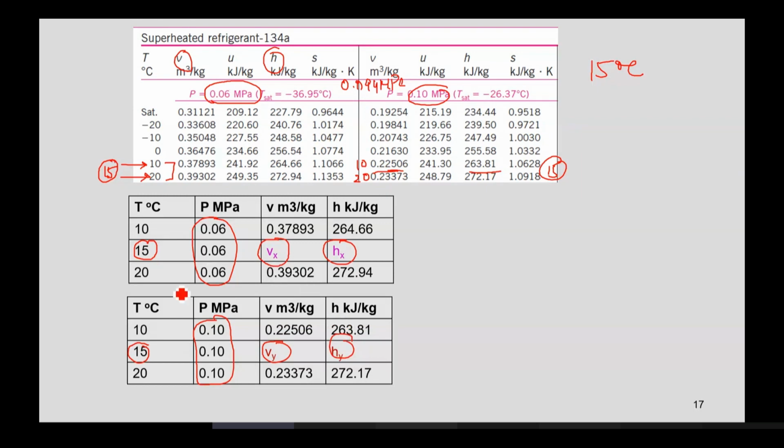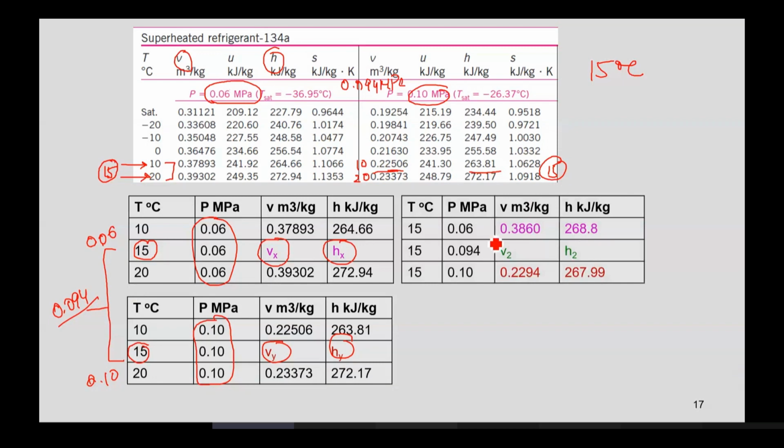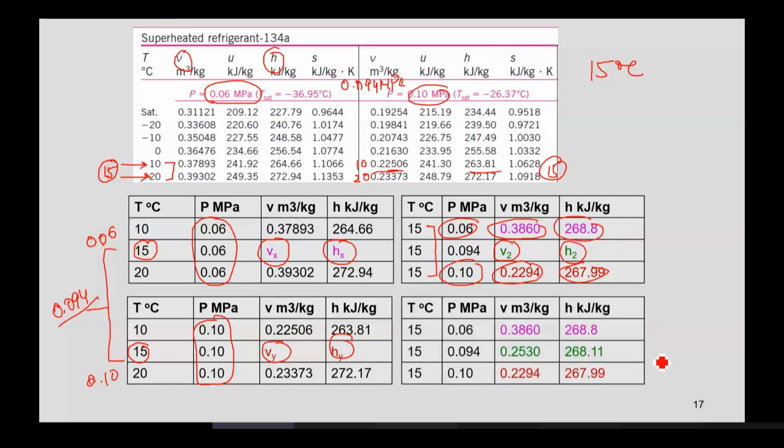You will find out the values for 15 degrees centigrade, the specific volume and the enthalpies. Once you have the properties at 15 degrees centigrade for both the pressures 0.06 and 0.10, now you will interpolate and find out the value for 0.094 megapascal. So your temperature is 15 degrees centigrade. For 0.06 and 0.10, you have found out using the interpolations these values. So now you'll do another interpolation and find out the value for 0.094, the specific volume and the enthalpy. These are the properties for state 2, 15 degrees centigrade and 0.094 megapascal.